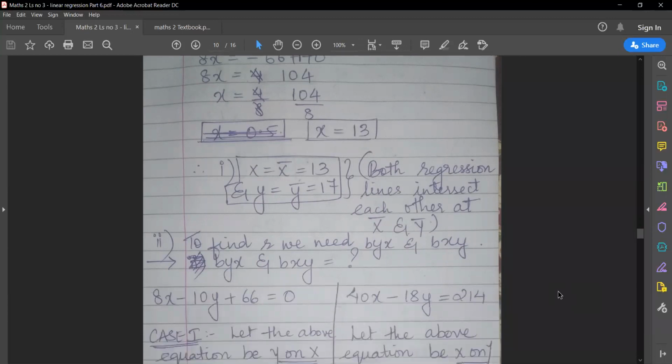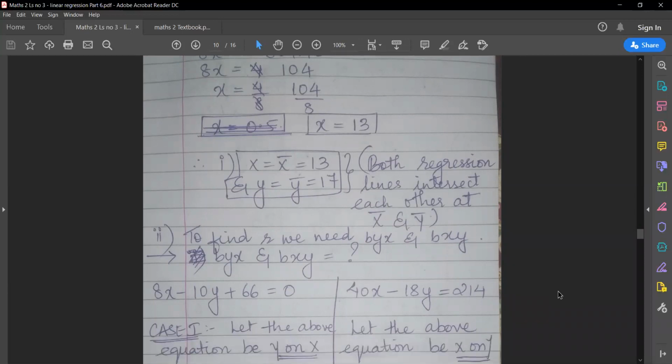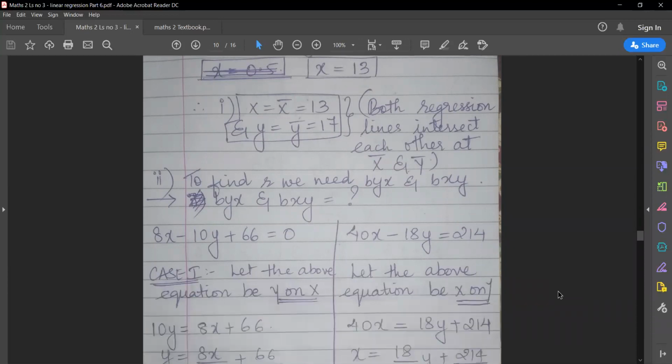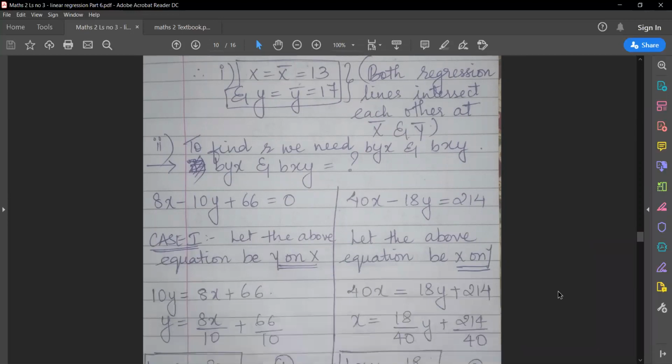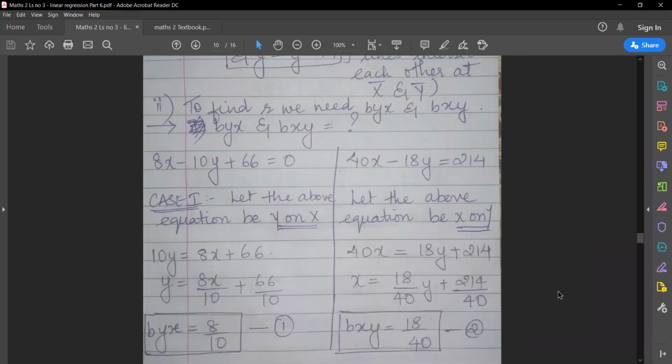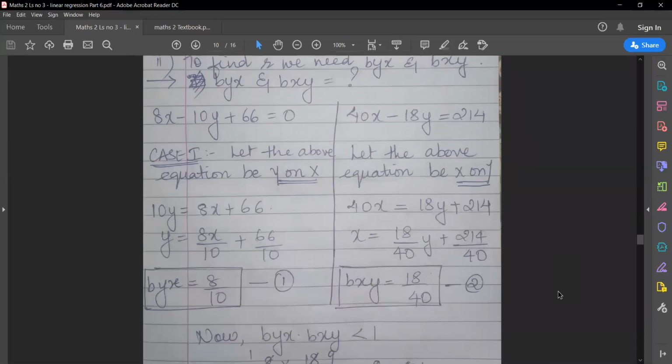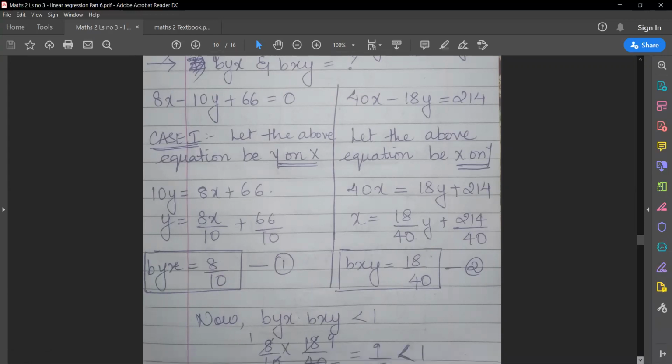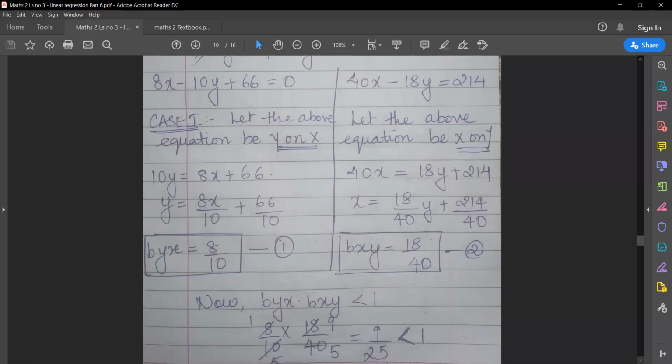Now for the regression coefficients, we need to know which is which regression equation. So we already have the regression equations, but we don't know which one is which. So again we'll start with case number 1. We'll assume let the first one be y on x and the second one be x on y. So for y on x, you'll keep 10y this side, then you'll take 10 that side and divide it like this, and you will get the value of byx to be 8 by 10. Similarly, for the second one, you will keep 40x this side, then divide 40 throughout, then you will get bxy to be 18 by 40.